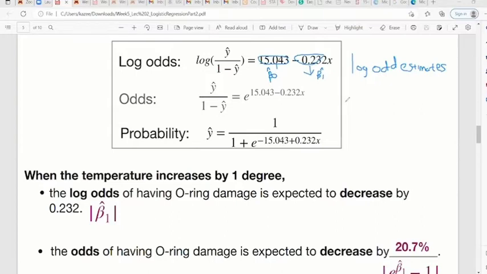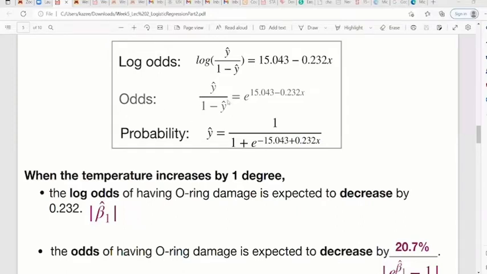temperature increases by 1 degree, look at what I said here, log odd, because what I want to interpret is just this guy here. I'm focusing on the log odd model. I'm going to say the log odd of having O-ring damage is expected to decrease by 0.232. You can see that I've already reported the magnitude of that decrease. And when I'm reporting that, I'm going to report that in an absolute term. That's why you see the absolute value of that. The idea behind the absolute term is just to convert the negative value to a positive value.